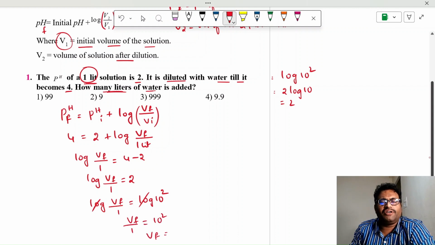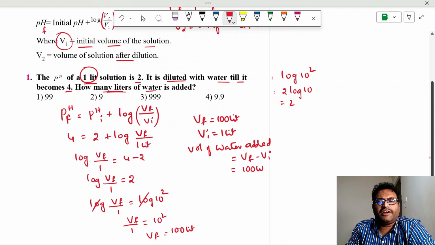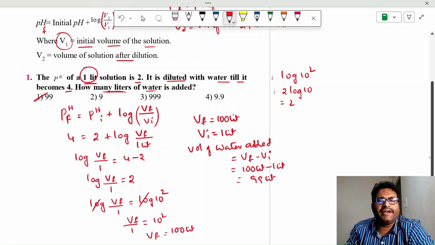So V final is equal to 100 liters. So the final volume is equal to 100 liters. The initial volume is equal to 1 liter. The volume of water added is equal to V final minus V initial, that is equal to 100 liters minus 1 liter, that is equal to 99 liters. Understood? So 99 liters of water has been added.